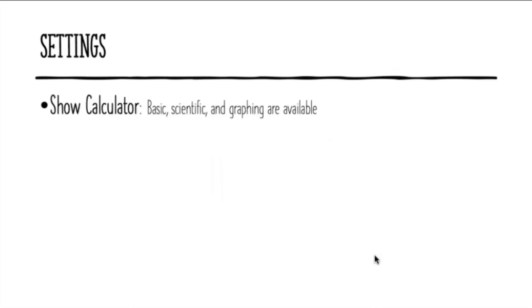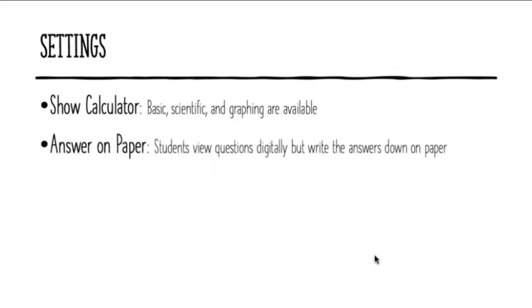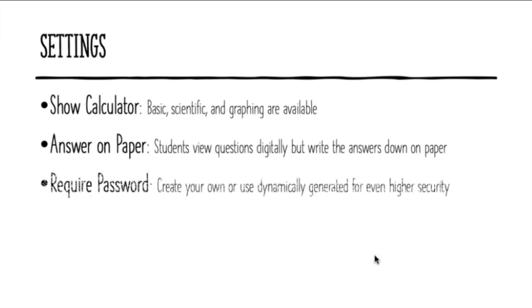You have calculator option, and you can decide what level of calculator they have access to. Answer on paper. This would be if you wanted students to view the questions digitally, but write their answers down on paper. Maybe, I don't know. I can't think of a situation right now, but it's there if you ever needed it.